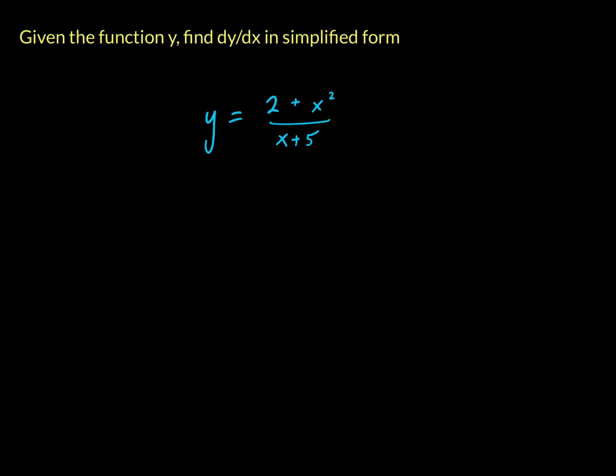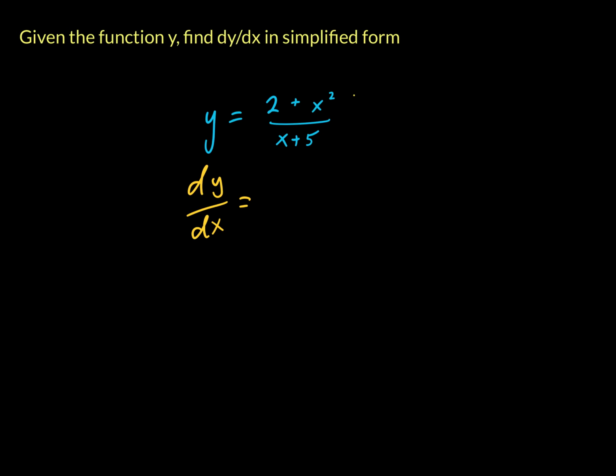Given the function y, we have to find dy/dx in simplified form. All right, so there's our function. What makes me think of the quotient rule? Well, it's a fraction. I have a numerator and a denominator. That's a quotient. That's what makes me think of it. Let's continue. We have dy/dx, or y prime. It all means the same thing. I'll call it dy/dx now.